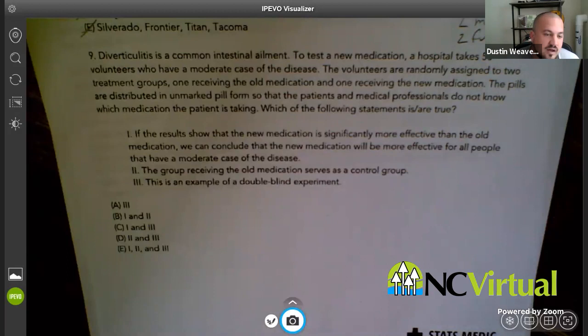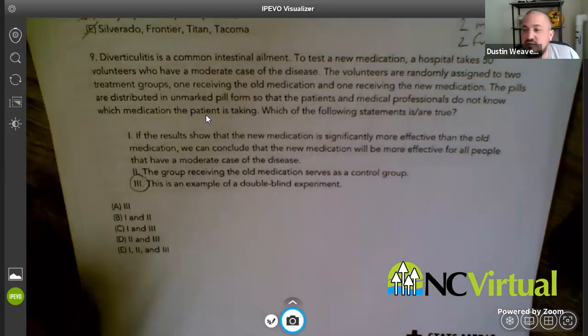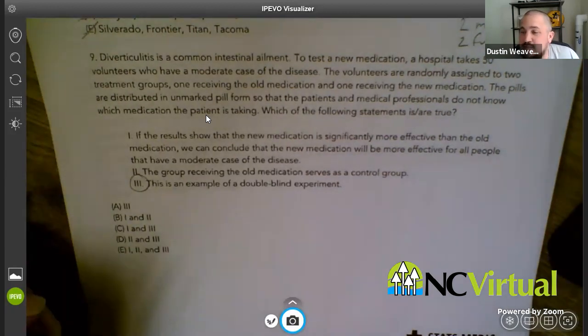Now, I want to go to number 3. This is an example of a double-blind experiment. That is absolutely true in this one, and that's a quick one to see, because it says the pills are distributed in unmarked pill form, so patients and professionals do not know which medication the patient is taking. So the people giving the medication don't know which medication it is, and the people taking the medication don't know which one it is.